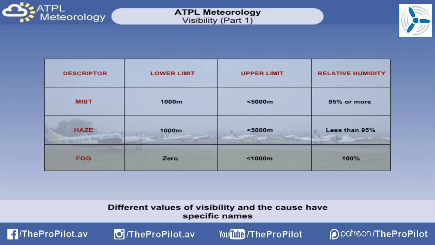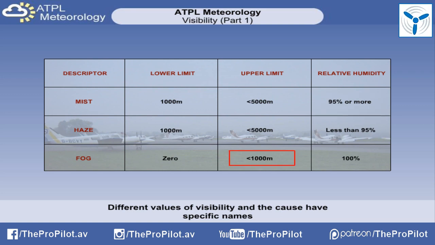We attach names and symbols to certain situations, depending on the cause of the poor vis. These are well known, but the strict definition is sometimes less well understood. Mist is a MET visibility of 1,000 meters or more, with an upper limit usually of 5,000 meters, although this upper limit does vary occasionally. The relative humidity must be 95% or more as well.